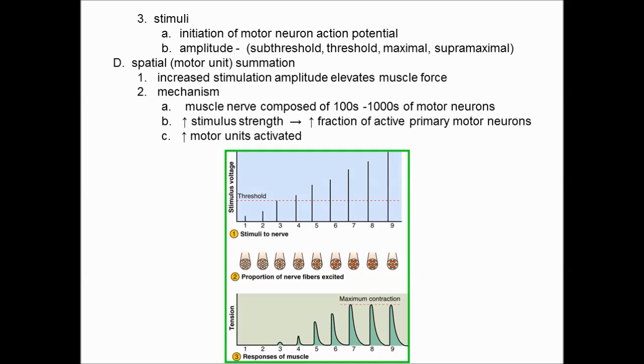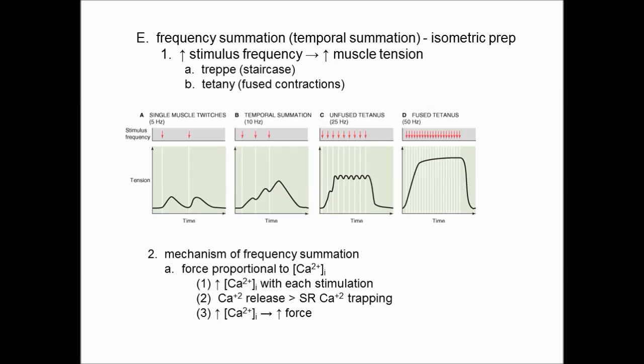A good way of saying it is you're increasing the fraction of active motor neurons and therefore motor units. There's another type of regulation of force called frequency summation, and that's shown here. Here we have a single muscle cell. You could use a given muscle or even a single muscle cell and stimulate it at 5 hertz, which means 5 times per second.